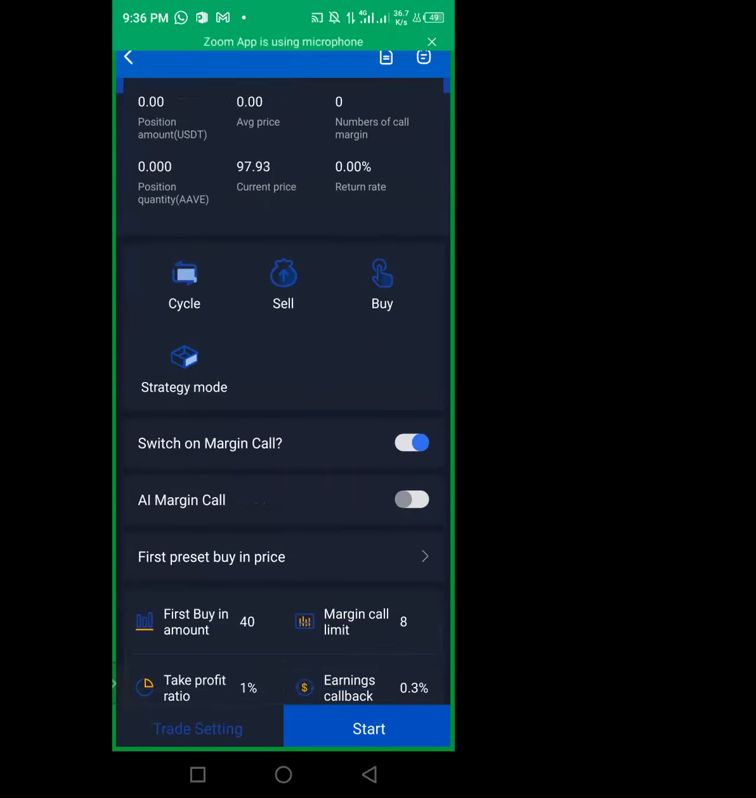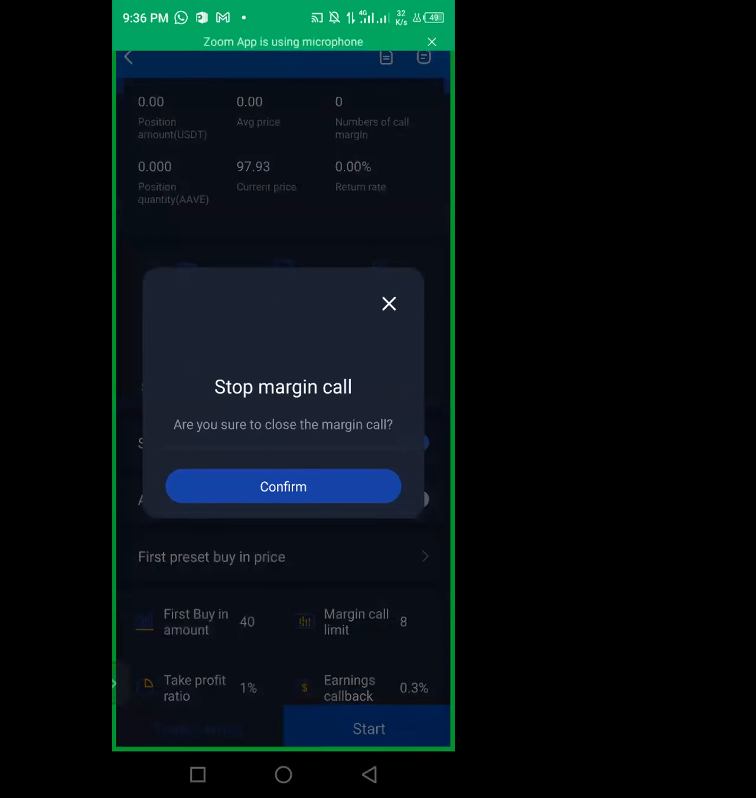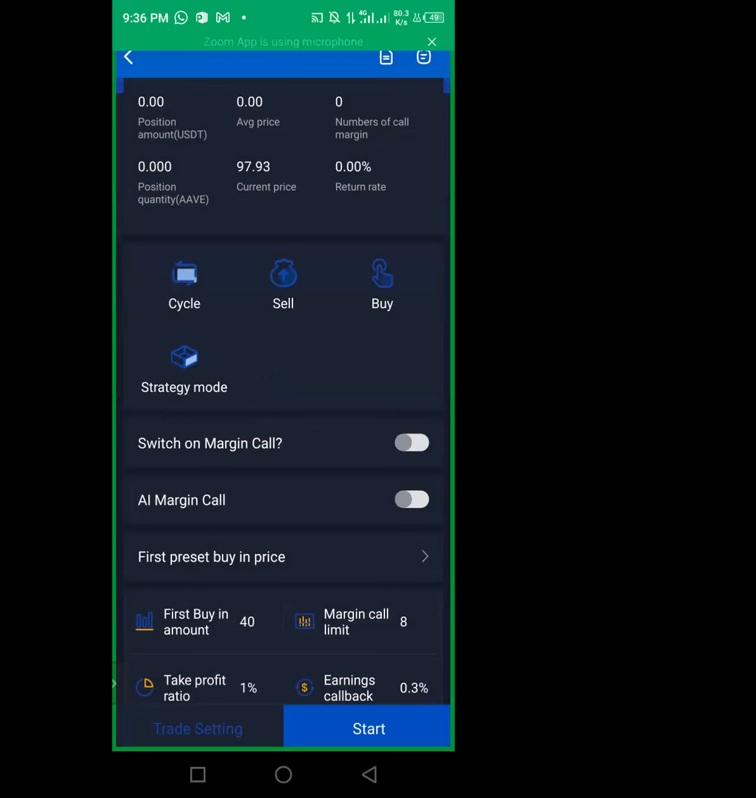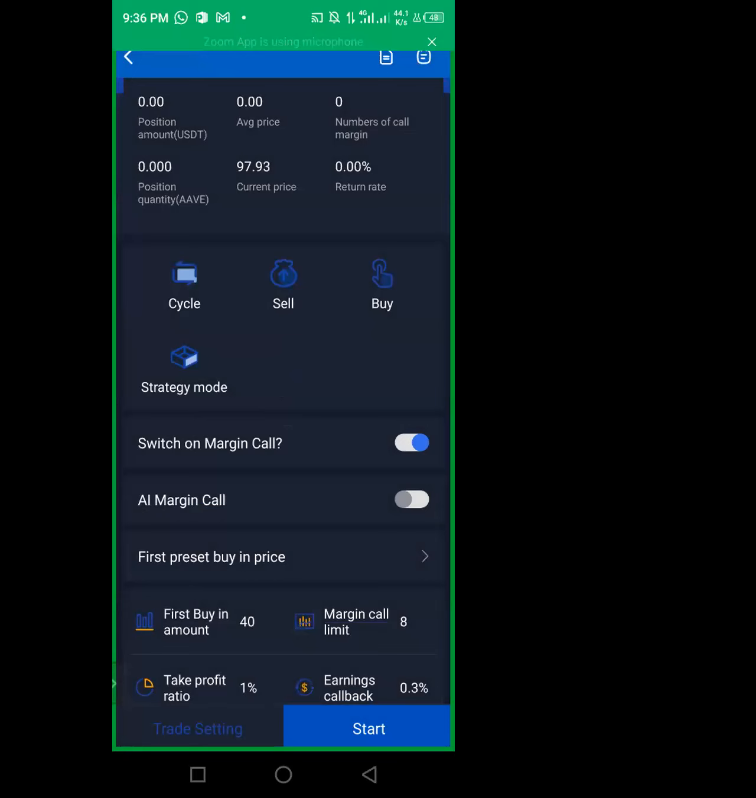Now the switch on margin calls, so you can either switch off margin calls, or you can switch it on. Margin calls means if you switch it on, you're telling the robot that as the prices are going down, please go to the market and buy margin calls. I'll explain it for you.